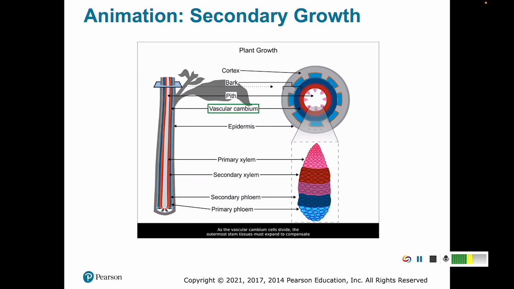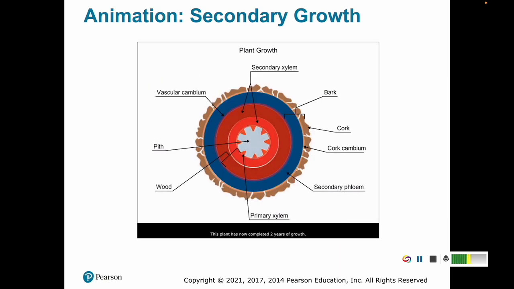As the vascular cambium cells divide, the outermost stem tissues must expand to compensate for the increased internal girth and to retain continuity of the stem circumference. Another lateral meristem known as the cork cambium develops in the outer layers of the cortex. The cork cambium divides in a manner similar to the vascular cambium and produces layers of protective cork cells on the outside.